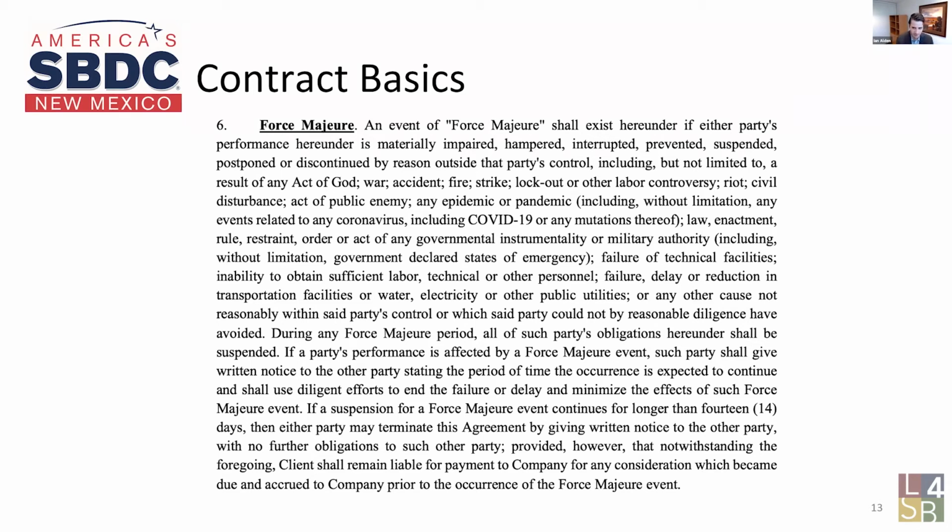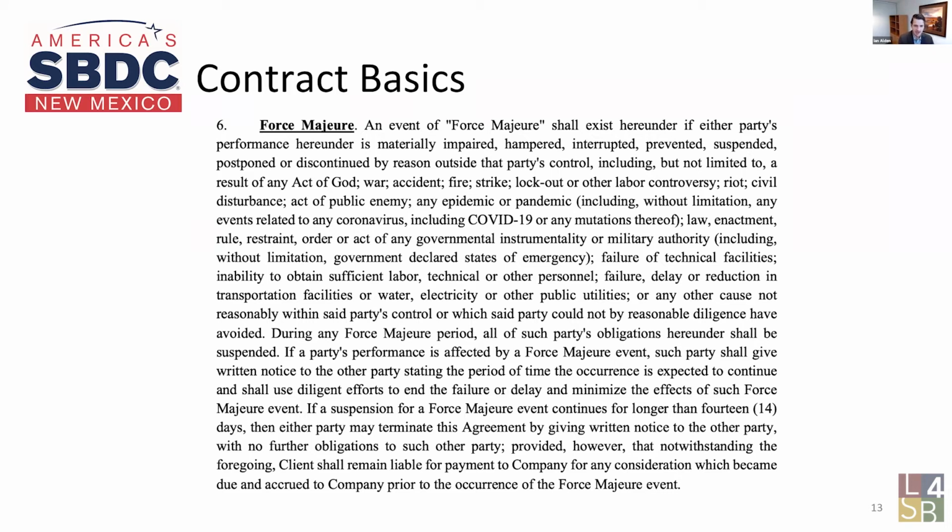Usually, they're about half this long, but these clients wanted me to get pretty specific because this was made in the middle of COVID and actually had a lot to do with COVID-related services. So this is a force majeure clause that says, if these things happen: act of God, war, accident, fire, strike, lockout, labor controversy, riot, civil disturbance, act of public enemy, any epidemic or pandemic, law, enactment, rule, restraint, order, act of governmental instrumentality or military authority, et cetera, et cetera.